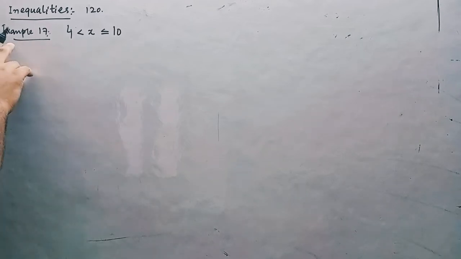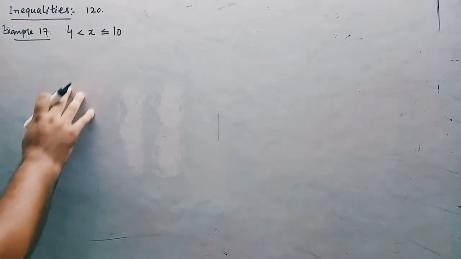So let's have a look at example 17. It's page number 120. We have the inequality 4 is less than x is less than or equal to 10. And this is example 17, in which we have to solve the inequality first, then show the result on a number line. This is an inequality. How to solve this?